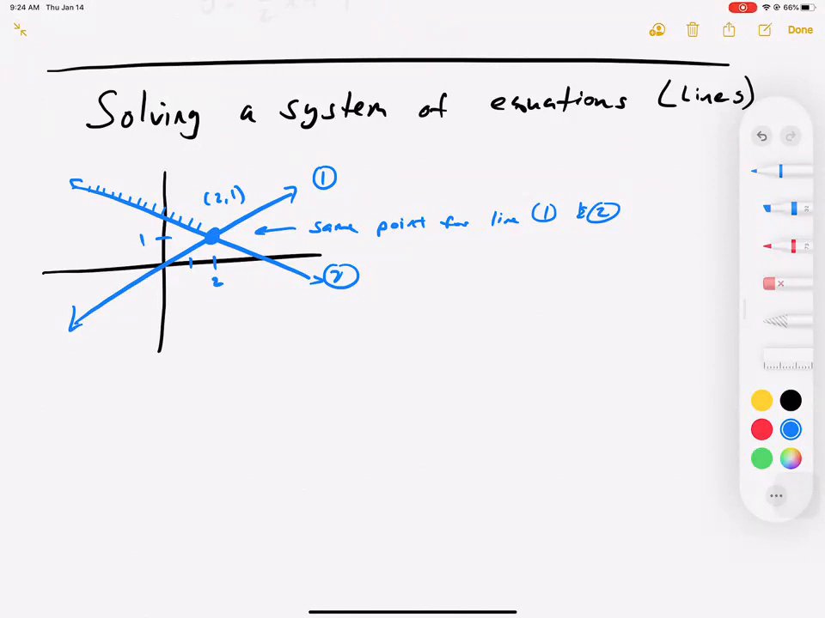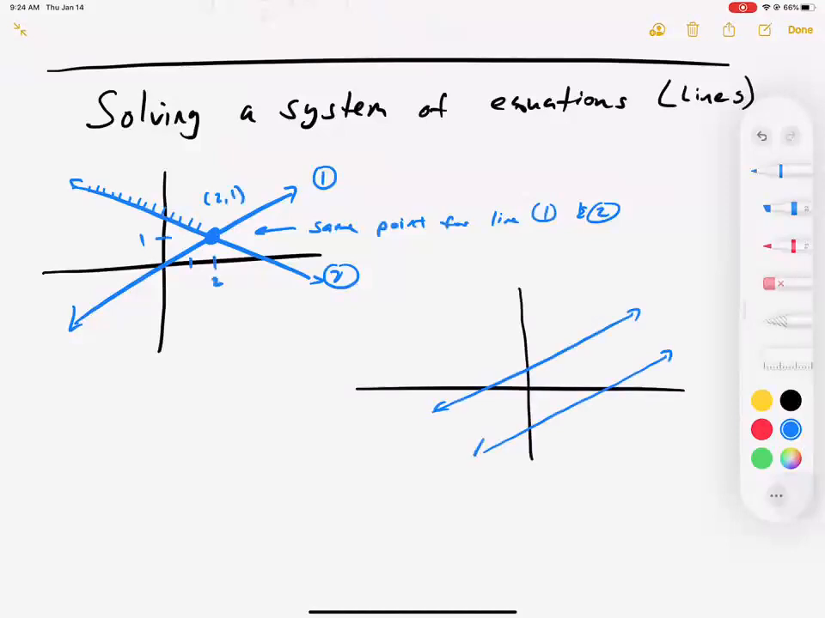Well, do lines always have to meet? Well, we had a special type of pair of lines. Let me draw it out first. What type of lines do these look like? As a reminder, these look like parallel lines. And will these lines ever meet? So parallel lines will never meet, right? They won't ever meet. So there is no solution here.